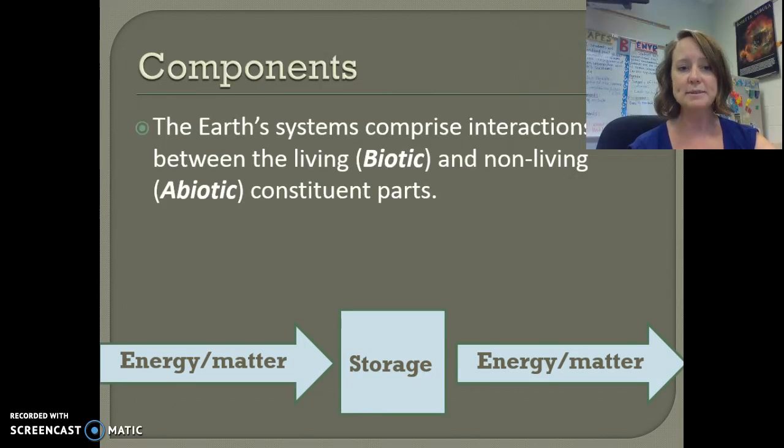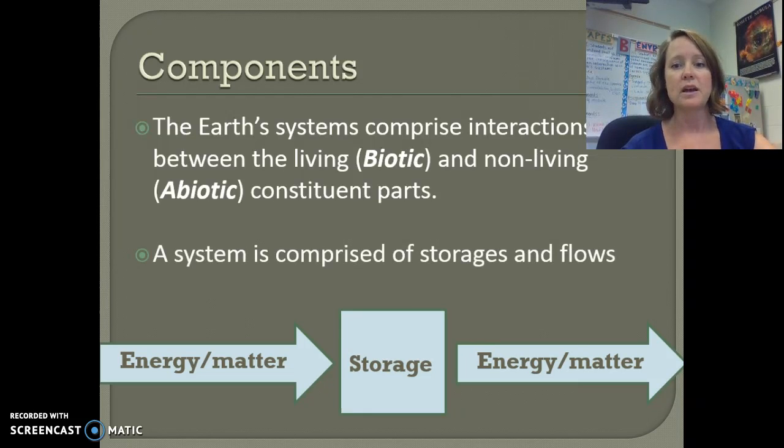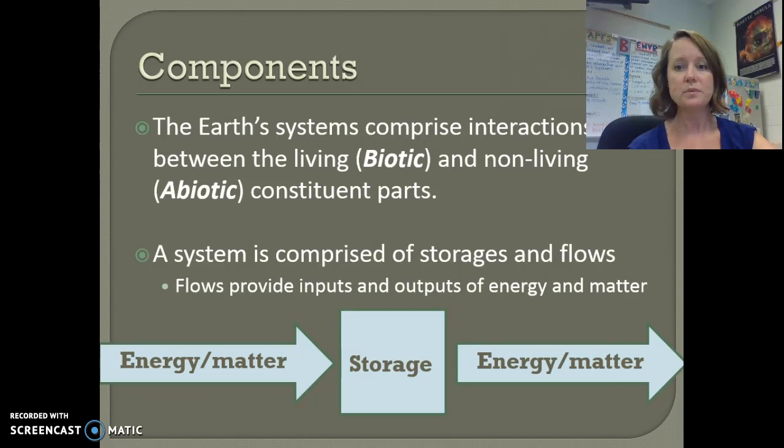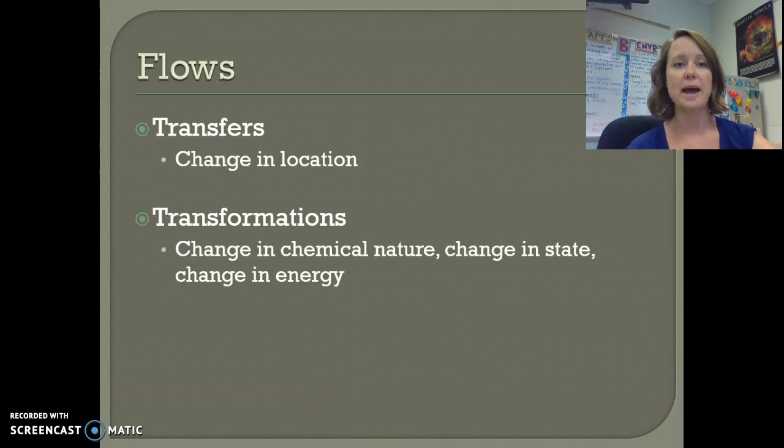When we talk about systems, we are looking at interactions between biotic, which are living things, all of our species, and non-living or abiotic constituent parts. So energy and matter would be considered abiotic. So we're going to be looking at inputs and outputs into storages and how those make up systems. When we draw system diagrams, we are going to use boxes and arrows to show storages and flows. There are things that flow into the system and things that flow out of a system. Usually those are going to be energy and matter.